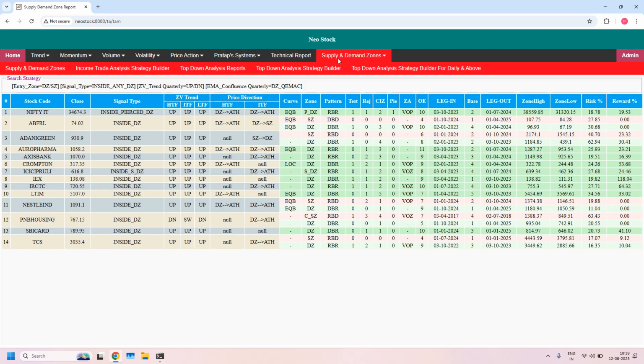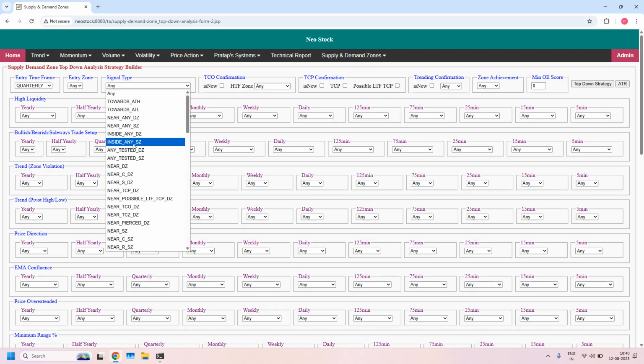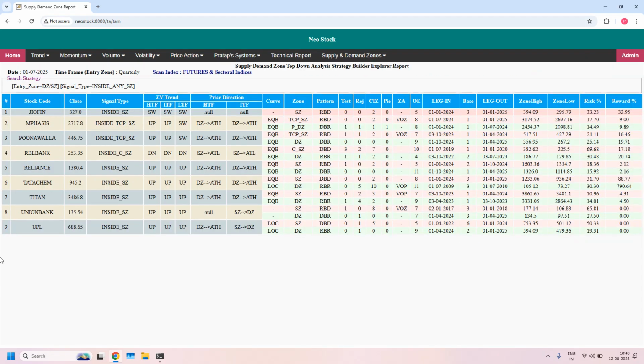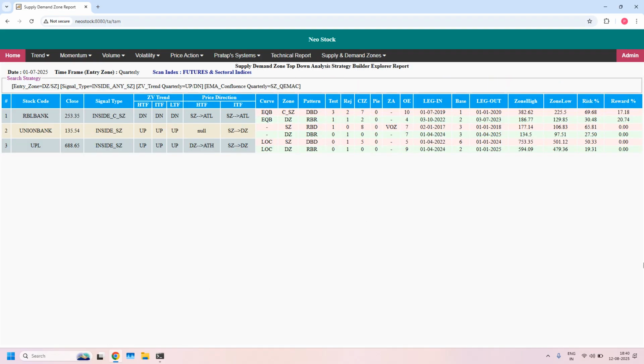Okay, next, price closed inside the quarterly supply zones. We got 9 stocks. Let us further filter based on quarterly supply zone having quarterly EMA confluence, and also trend on the quarterly should not be sideways. It can be up or down. We got 3 stocks.